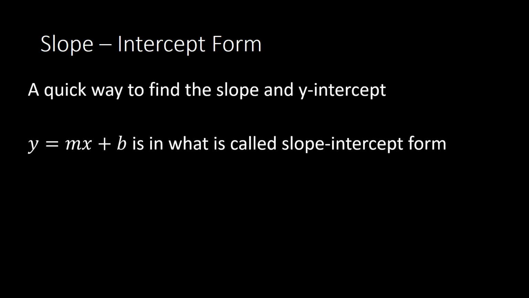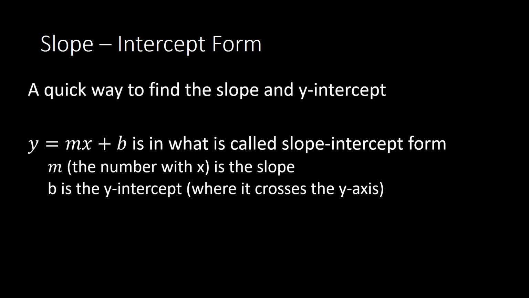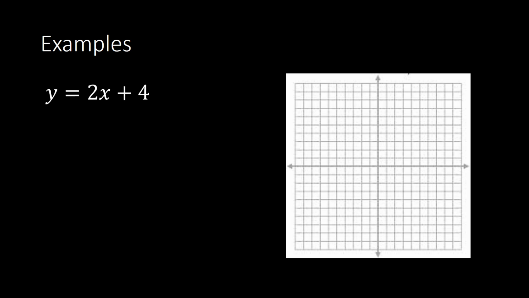So the format looks like this, where you have y equals mx plus b. m would just be the slope of the line, the number with the x. And b, the constant by itself, would be called the y-intercept, which is where it crosses the y-axis. So for example, let's say you're given y equals 2x plus 4. This would be in the format of y equals mx plus b. This number here with the x, the 2, would be your slope. The number over here by itself would be the y-intercept.